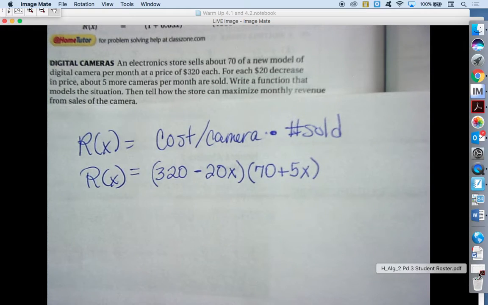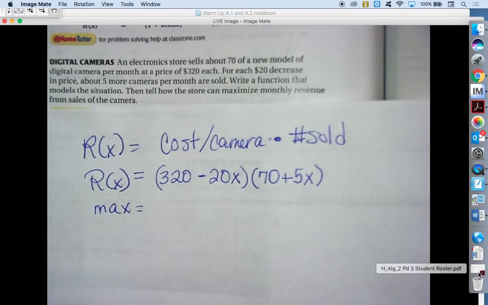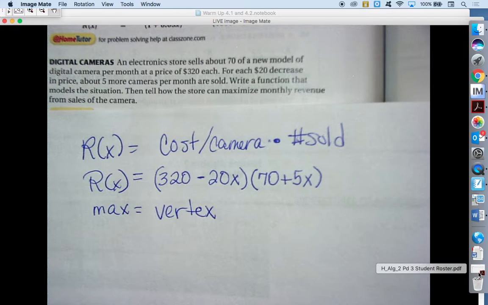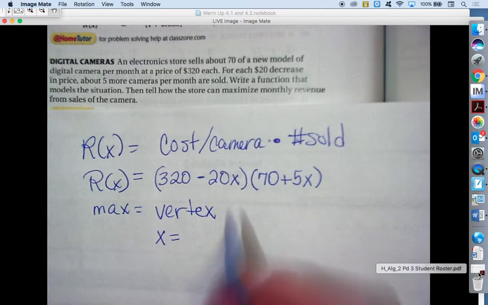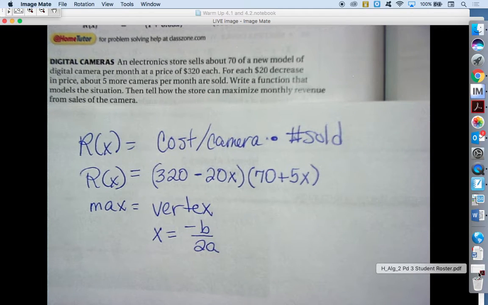The question then continues for us to find the maximum monthly revenue. If you're trying to find a maximum of a quadratic function, where does the maximum occur, Emily? At the vertex. So anytime it says find the maximum of a parabola, it's always at the vertex of the parabola. Emily, how do you find the vertex? Right, you need to first find the axis of symmetry. The axis of symmetry gets you the x value. The maximum is actually the y.